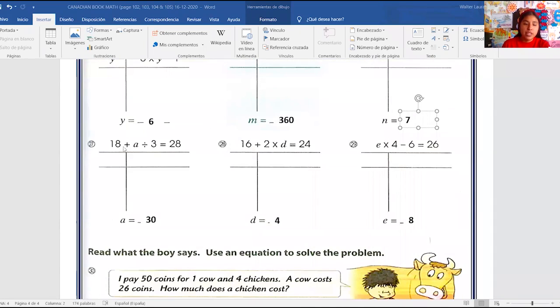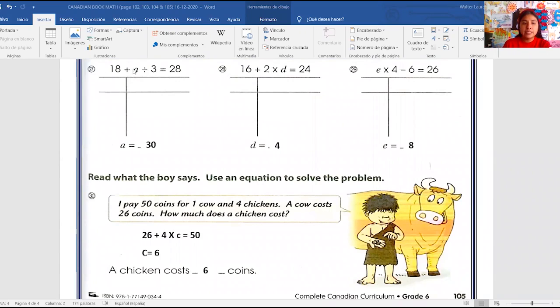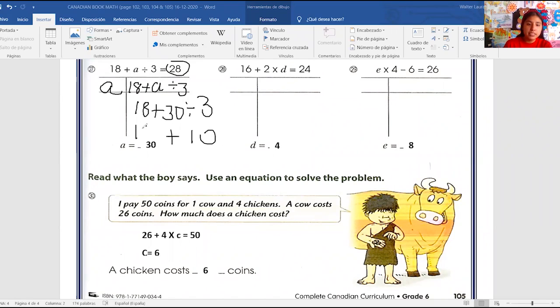Okay, we have 18. Okay, 18 plus 8 divided by 3 equals 28. My variable is A, so we copy the same equation, okay, 18 plus A divided by 3. So as a result, we need to get 28. So my value is 30, okay, we need to get 28, right? So here, it's going to be like this. 30 divided by 3 is 10. 10 plus 18 equals 28. Okay, miss, is the same? Yes, so my value is correct, it is 30. What about the next one?